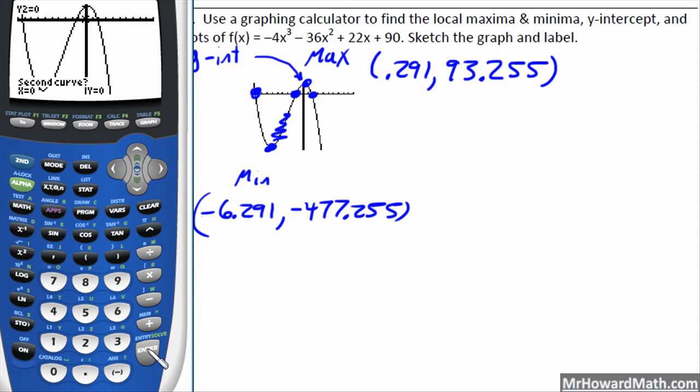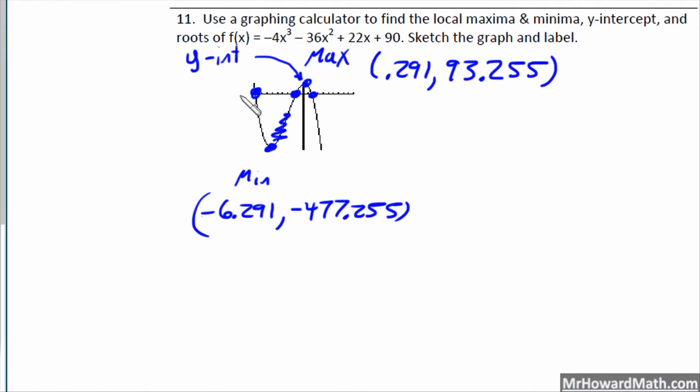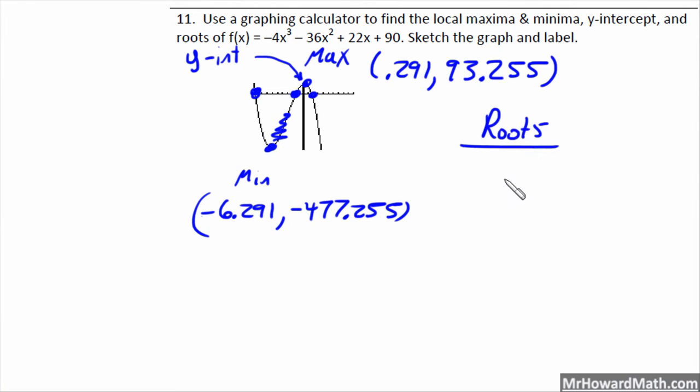First curve, just hit enter. Second curve, enter. For guess, this one's out here about negative 10, so I'll type negative 10 in right there. And it is exactly negative 9.33, so that's one root. So roots, we have one at negative 9.33.